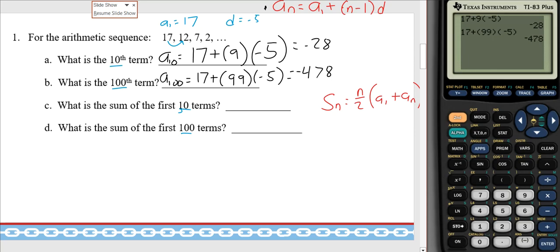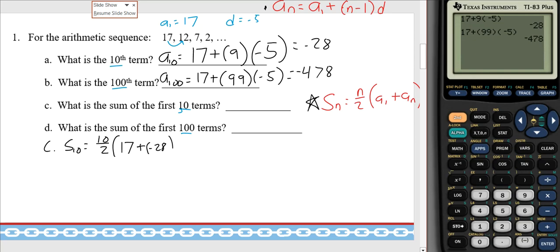-478. For C and D, we're going to use this second formula here, this summing formula. For part C, I'm going to work part C right here. Sum of the first 10 terms is equal to my n value of 10 over 2 times A1 plus An, so the 10th term, which is -28.